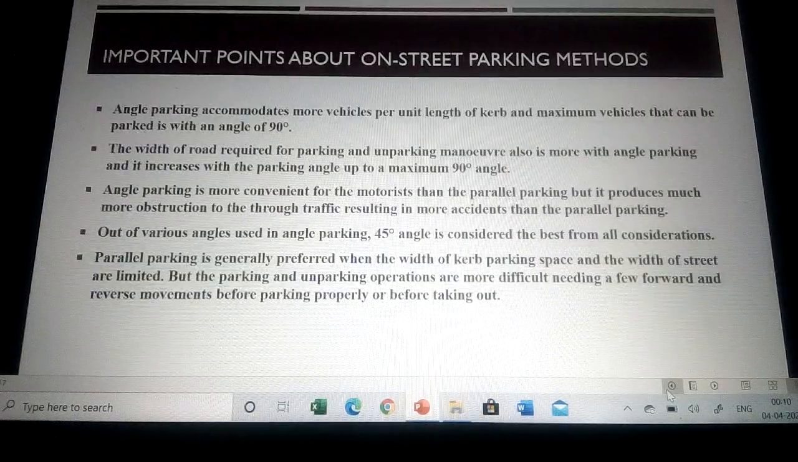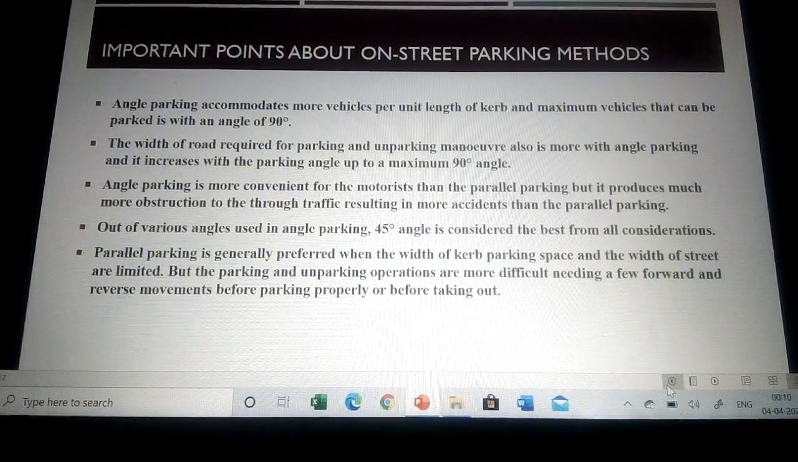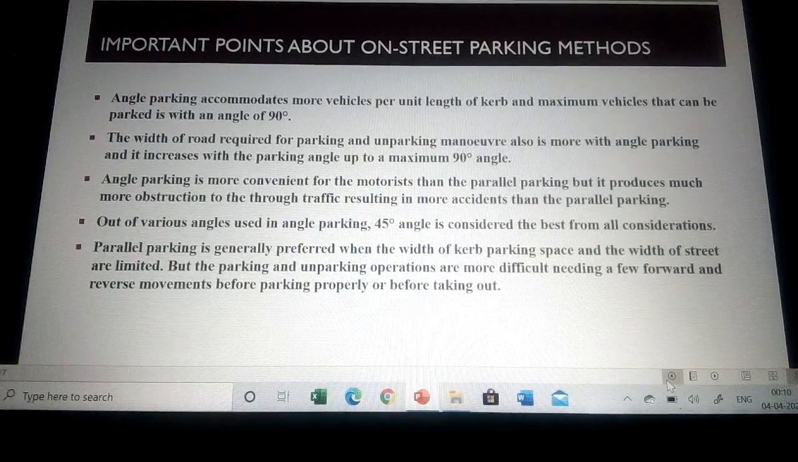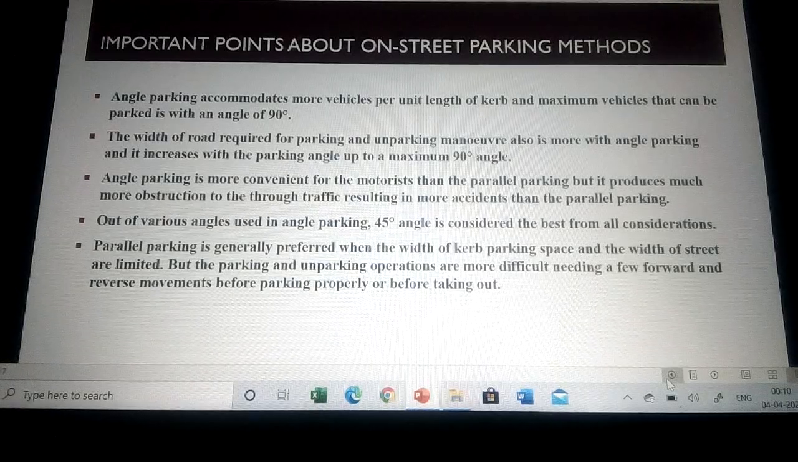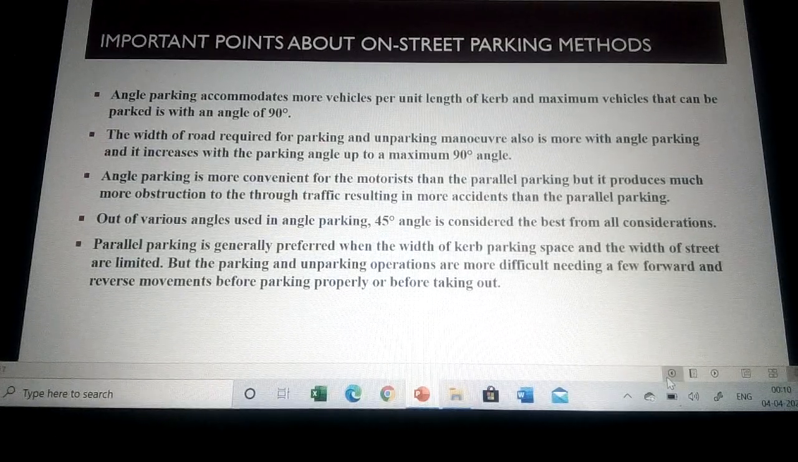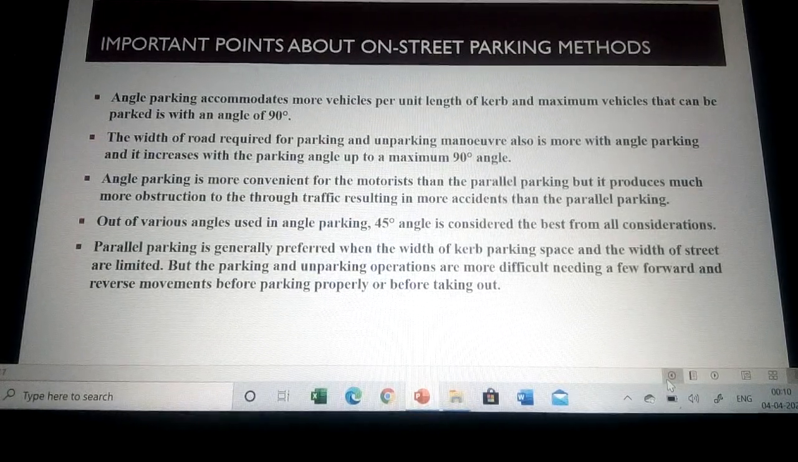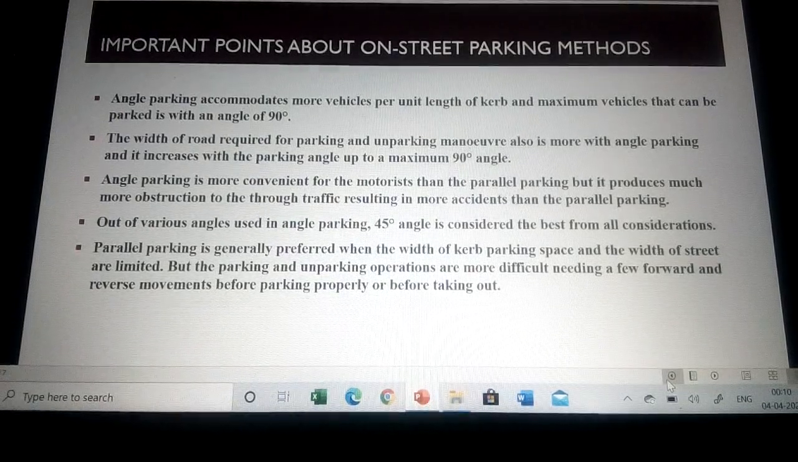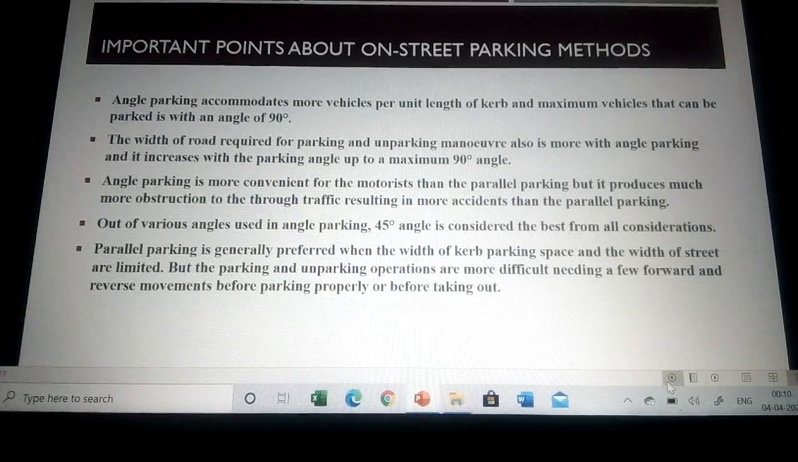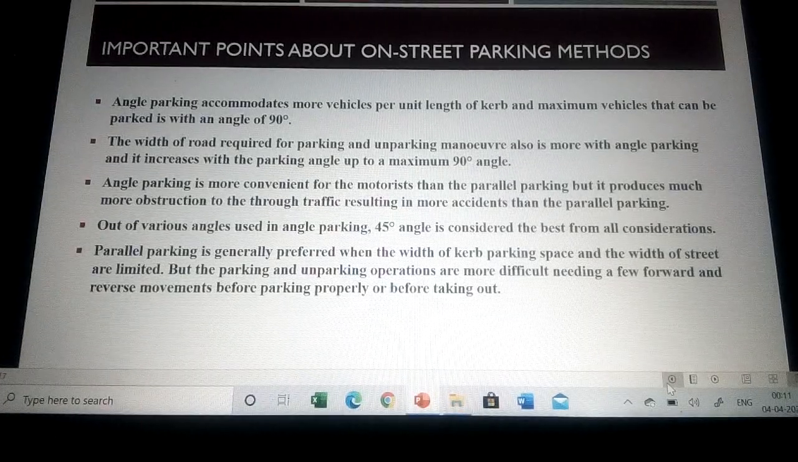Now, when we analyze the things, let's see some important points about on-street parking methods. Angle parking accommodates more vehicles per unit length of curb, and the maximum number of vehicles that can be parked is with an angle of 90 degrees. Now, the width of road required for parking and unparking movement is also more with angle parking, and it increases with the parking angle up to a maximum of 90 degrees.